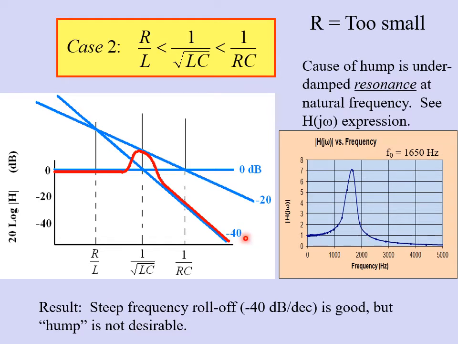The good news for this filter is it does have a nice sharp fall off at negative 40. But the bad news is this hump here is probably not desirable because it's going to actually amplify the signal at the frequencies near the corner.